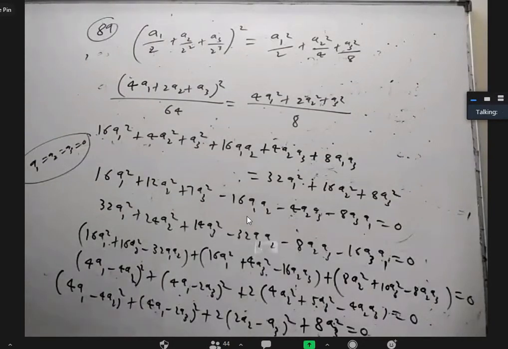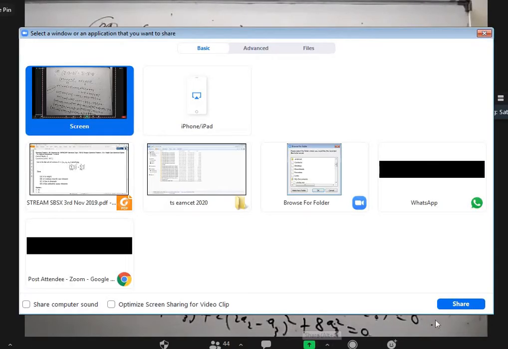Okay, and you want to use Cauchy-Schwarz inequality. I understand that, right? Yes. Okay. So is it working out? Let us check. Let me look at the question.